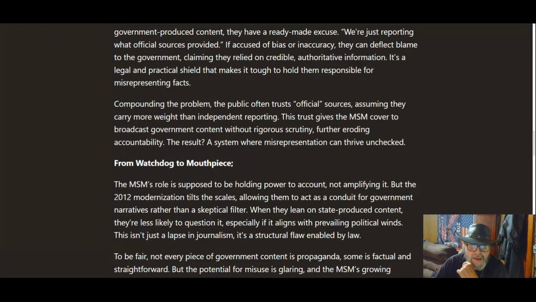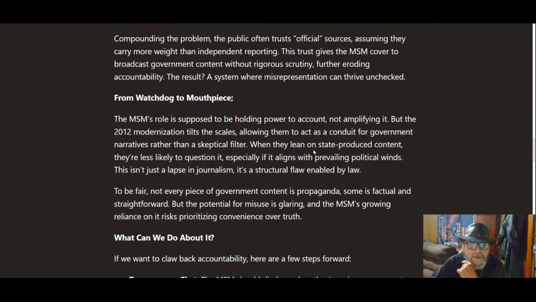Compounding the problem, the public often trusts official sources, assuming they carry more weight than independent reporting. This trust gives the mainstream media cover to broadcast government content without rigorous scrutiny, further eroding accountability. The result: a system where misrepresentation can thrive unchecked. From watchdog to mouthpiece. The mainstream media's role is supposed to be holding power to account, not amplifying it.